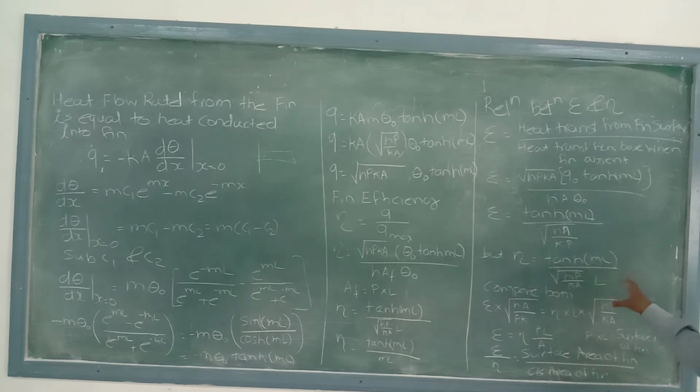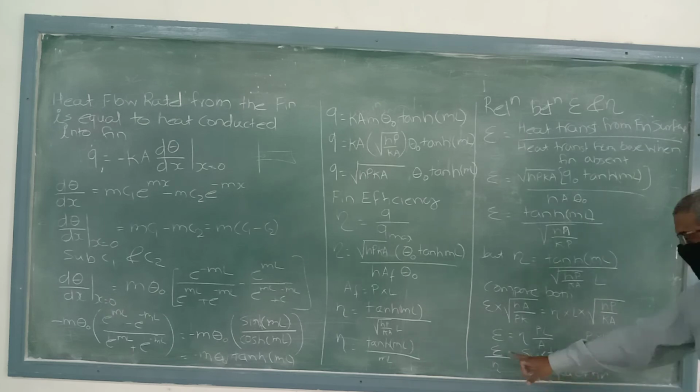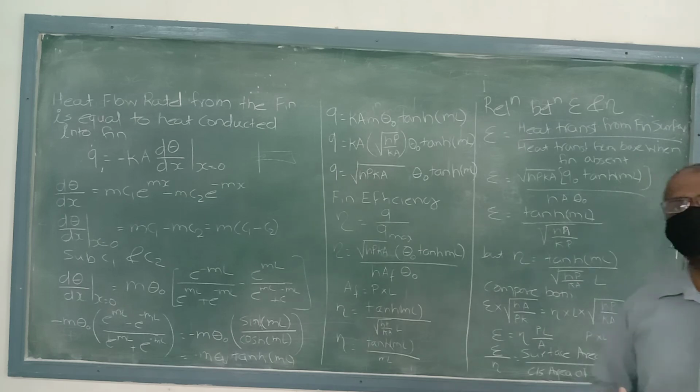So whenever we are comparing both these equations, what we observe, there is difference only in the denominator. Numerator is the same. So we are shifting the denominator to the other side, and we are comparing both the equations, effectiveness equation and the efficiency equation. And after rearranging the terms and cancelling the terms, we are finding that the effectiveness upon efficiency is equal to surface area of the fin upon the cross section area of the fin.